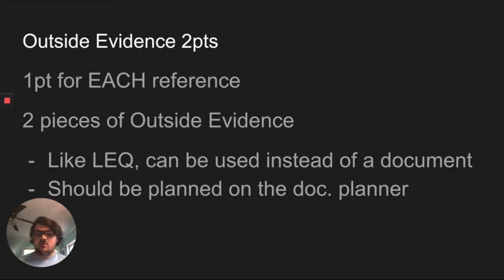So how does outside evidence work? On the DBQ, it's worth 2 out of 10 points. This means it's worth 1/5 of your points. You don't even have to read the documents to get these points, right? All you have to do is get 1 point for each reference of outside information that pertains to the topic that's not in the document specifically. And so your essay needs to have at least 2 pieces of outside evidence.